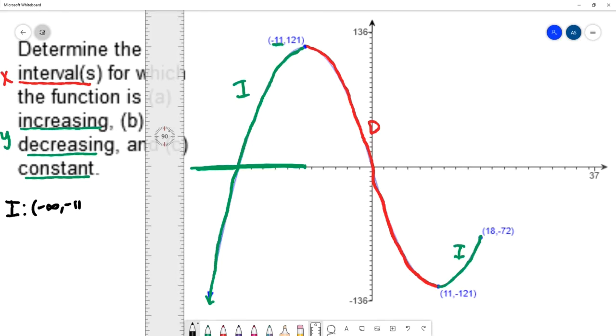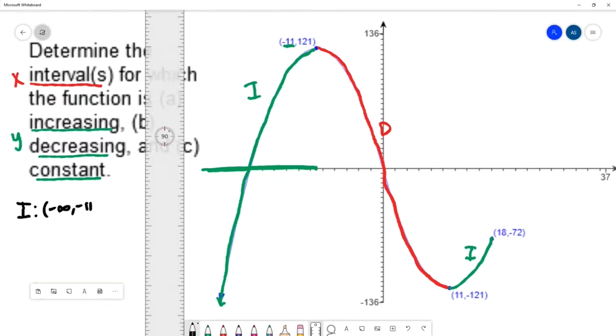Now, in the world of mathematics, there's a little bit of debate on whether we're going to use parentheses or brackets here. And it also depends on what type of interval you're looking for, if you're looking for open intervals or closed intervals. The author of our textbook has chosen open intervals, so we're going to use a parenthesis here.